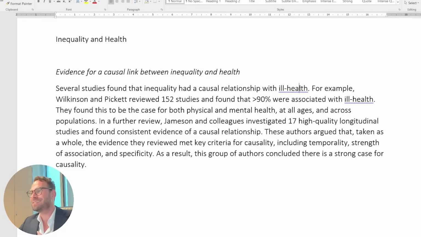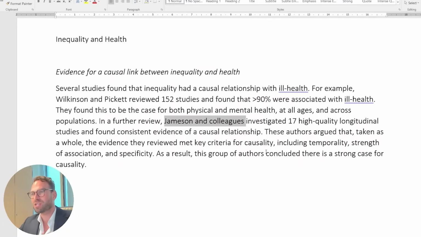What comes next is the E part, the evidence or examples of the PEER system. So now I'm including a discussion of the studies that fit into this category. For example, Wilkinson and Pickett found this. Jameson and colleagues found this. That is your example or your evidence.